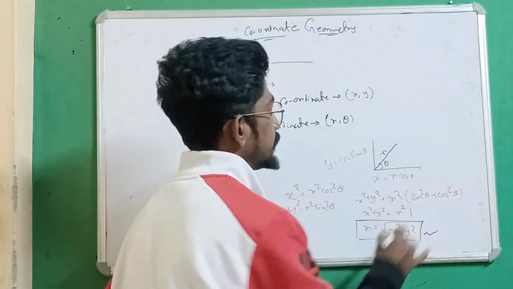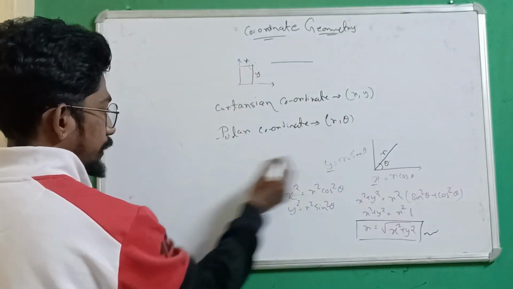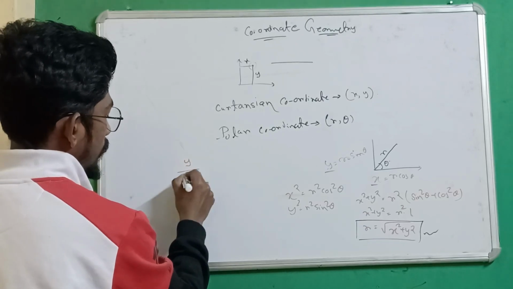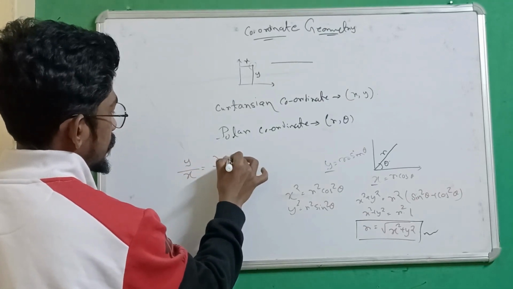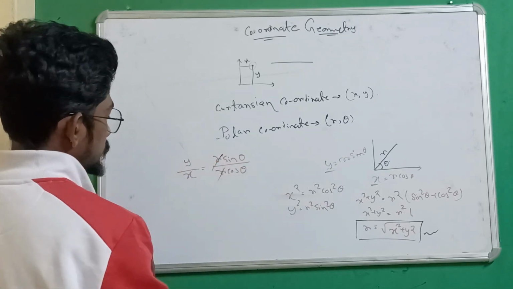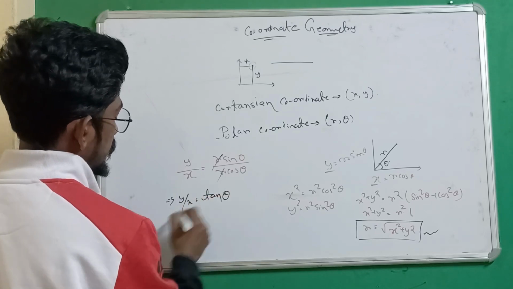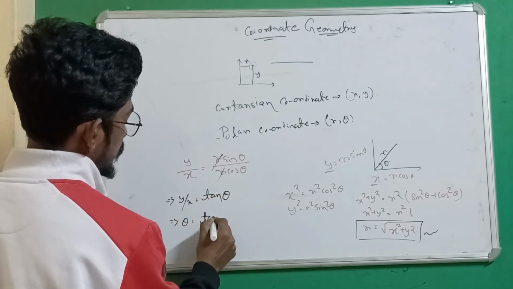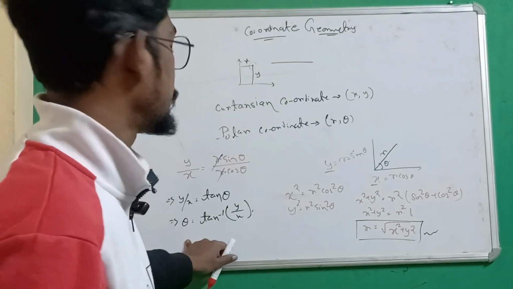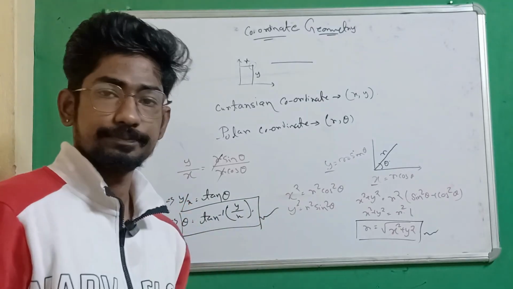And how can you calculate theta? Now divide these two equations, this one and this one. What will you get? y by x equals r sin theta by r cos theta, right? r cancels out. Sin theta by cos theta means tan theta. That means theta will be equal to tan inverse y by x, right?